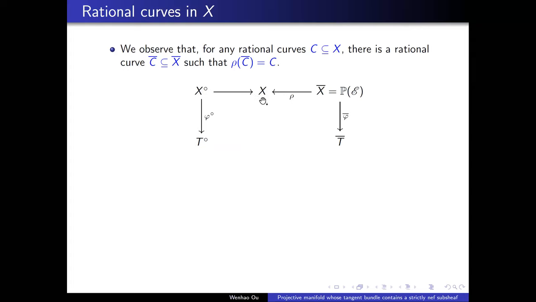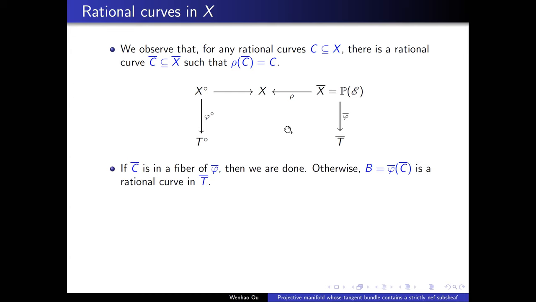So now we pick a rational curve here. I recall that we want to prove that this rational curve in X is proportional to a line in the fiber of phi zero. So one can easily prove that you can lift this rational curve to X bar. So you can find some C bar in X bar, which is again a rational curve, and the image of this C bar is equal to C. So you can lift this rational curve to a rational curve in here.